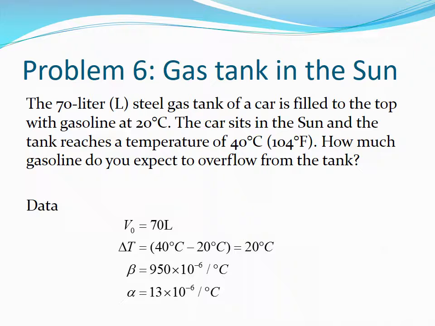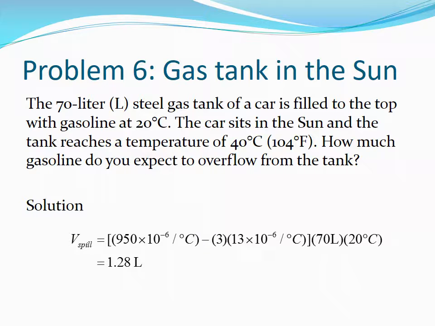The initial volume and the change in temperature are the same for both the gasoline and the steel. The volume expansion coefficient of the gasoline is 950 times 10 to the minus 6 per degree Celsius, and the linear expansion coefficient of the steel is 13 times 10 to the minus 6 per degree Celsius. Using our data, the amount of the spill is 1.28 liters.